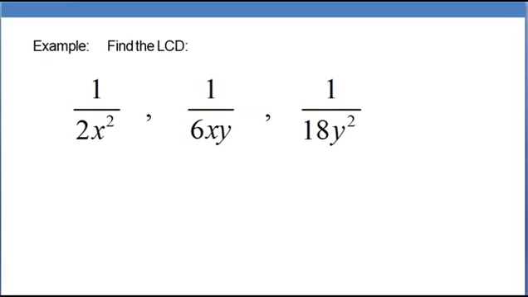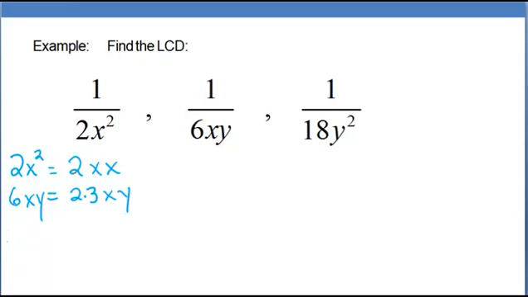For our first example, find the LCD. We have 3 fractions and we'll break each one down. So for our denominators we have 2x squared, and 2 is already prime, and we'll just break down the variables: x times x. Next we have 6xy. We'll break the 6 down. 6 is 2 times 3, and we have x and y.